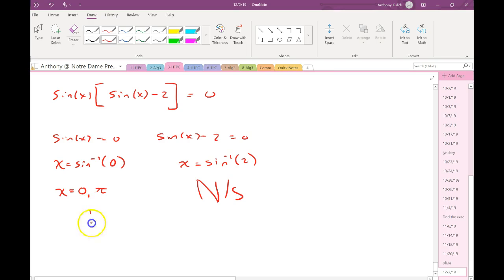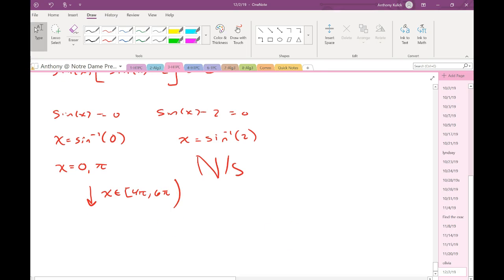So we only care about these two answers. And then if I want those on the interval from 4 pi to 6 pi, actually I think it was this, I'm just going to add 4 pi to each of these. The one that I have to be careful about, though, is the 0.